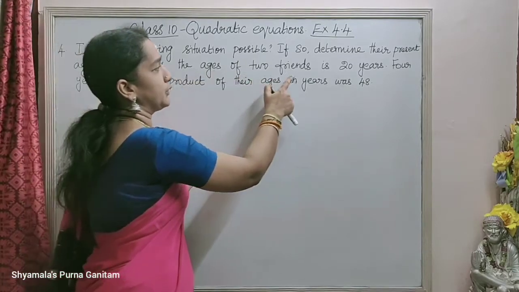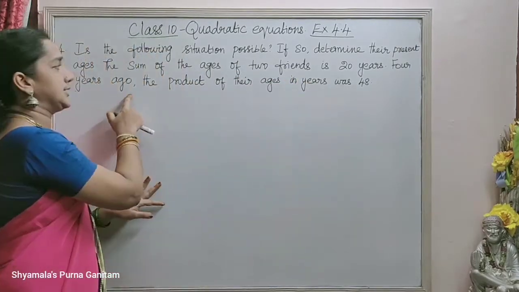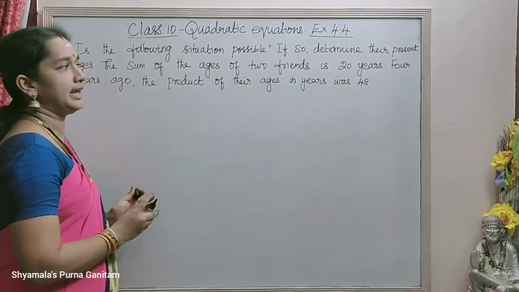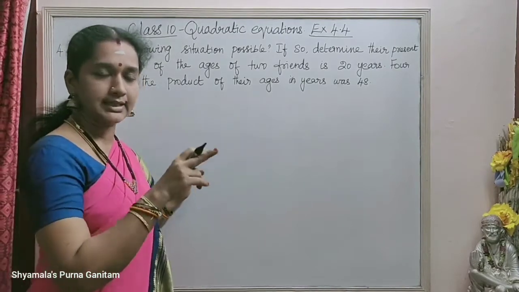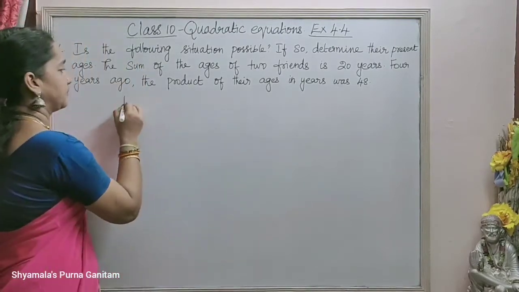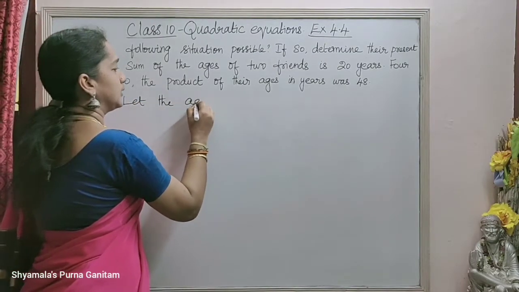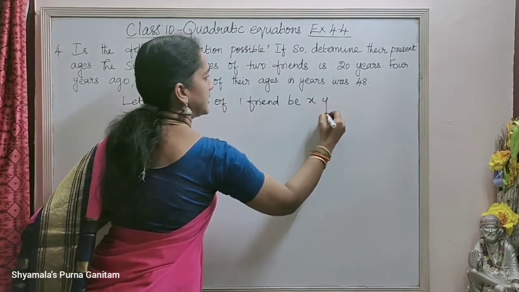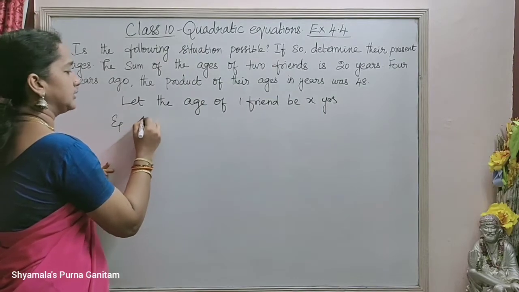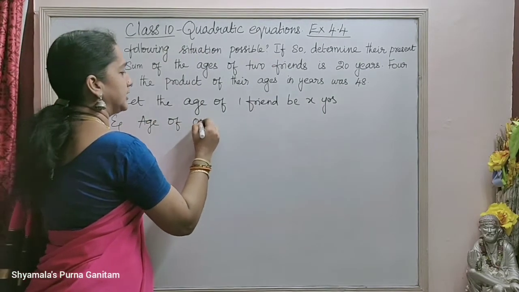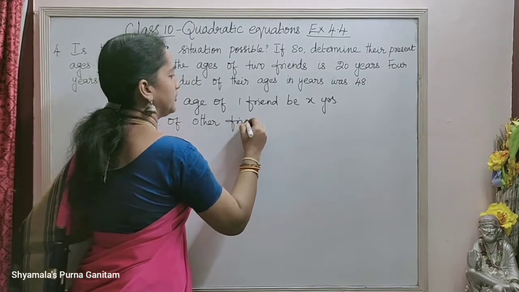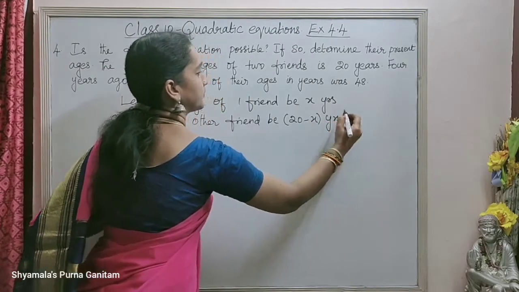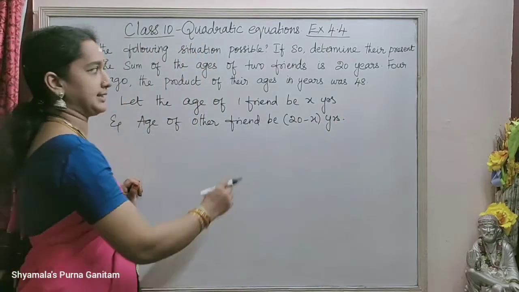Ages. The sum of the ages of two friends is 20 years. 4 years ago, the product of their ages in years was 48. So, we will take the age of one friend be x, the other friend is 20 minus x. Let the age of one friend be x years and age of other friend be 20 minus x years.